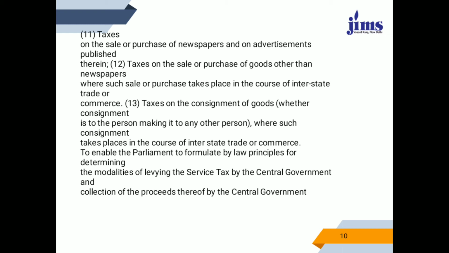So these are the brief taxes that have been levied by the central government under the union list. Also, we have taxes on consignment of goods, whether the consignment is to the person making it or to another person, where such consignment takes place in the course of interstate trade or commerce.